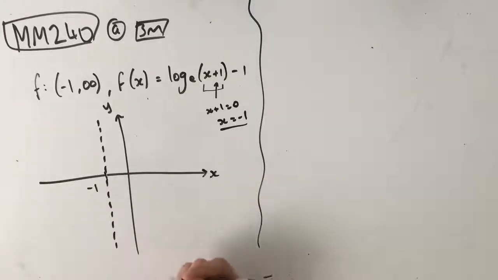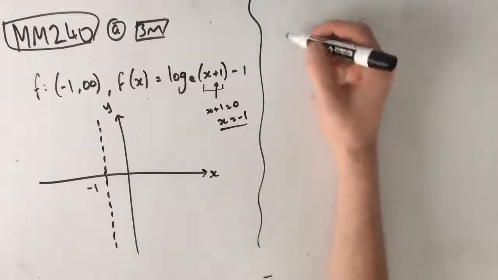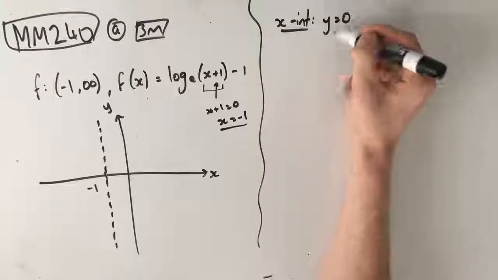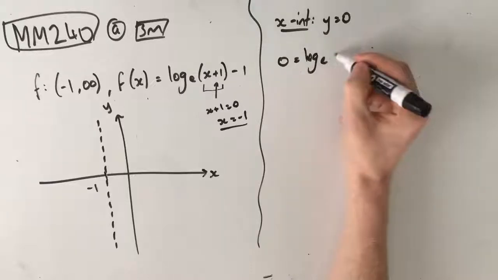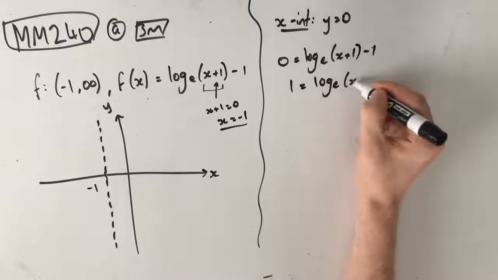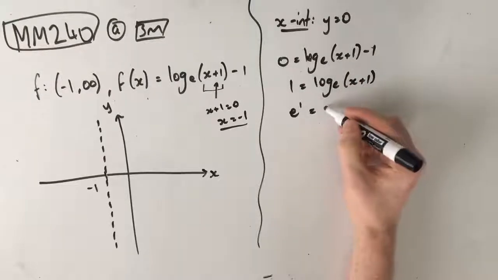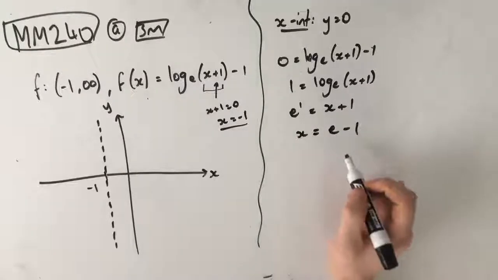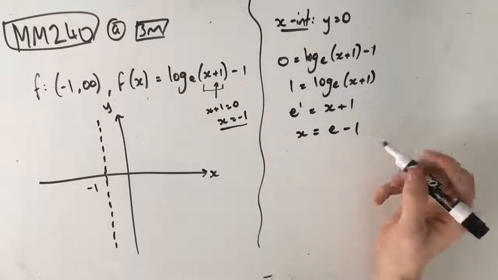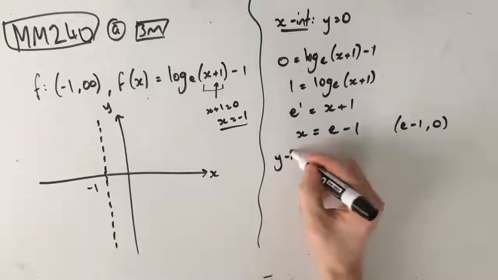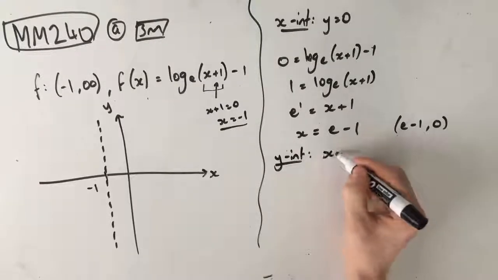Second thing are our x and y intercepts. So how do we work out x and y intercepts? Well, we let y and x equal 0. So for the x-intercept, y equals 0. So 0 equals log e of (x plus 1) minus 1. 1 equals log e of (x plus 1). So e to the power of 1 equals x plus 1. Therefore, x is equal to e minus 1. Awesome. So our coordinate is going to be (e minus 1, 0). And we'll just do our y-intercept before we figure out where that other one is.